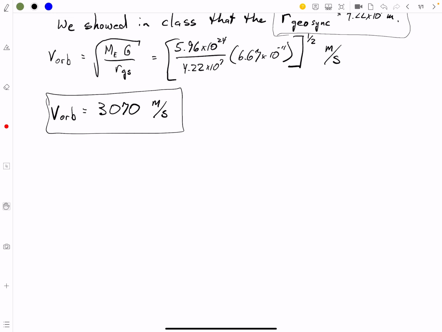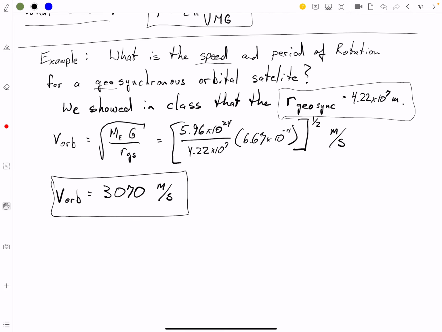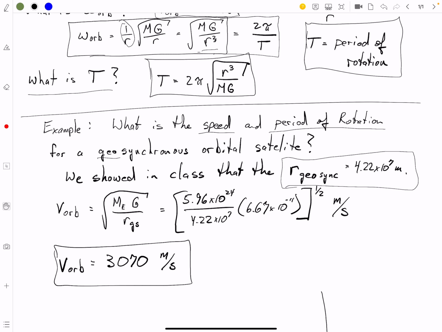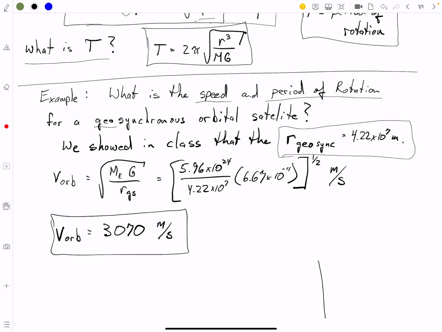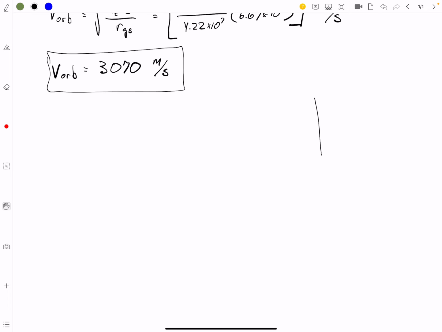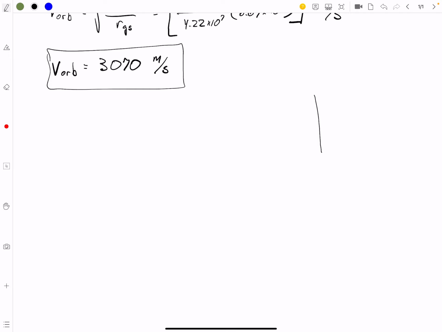Okay, so that's good. The next question is, what is the period of rotation? Okay, we want to know the period of rotation. We figured out that period of rotation right here. What is tau? Or okay, tau is the common capital T. I don't like using capital T, but we're not doing a whole bunch with tensions anymore, so we're going to call it capital T, and we want to know what that is. How long does that take?